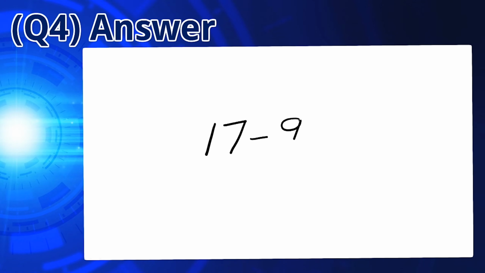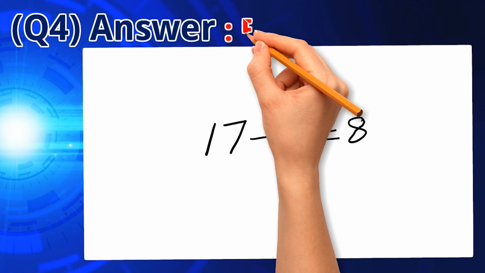There were 17 dogs and 9 ran away. So you can just subtract 9 from 17. This means the answer is 8. So B is the correct answer.